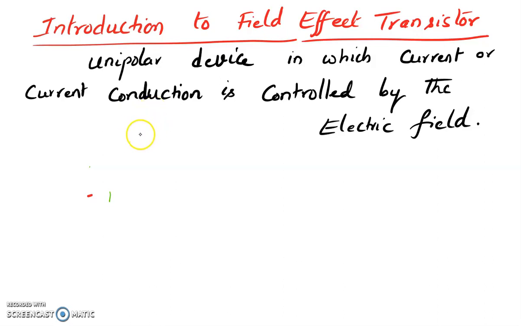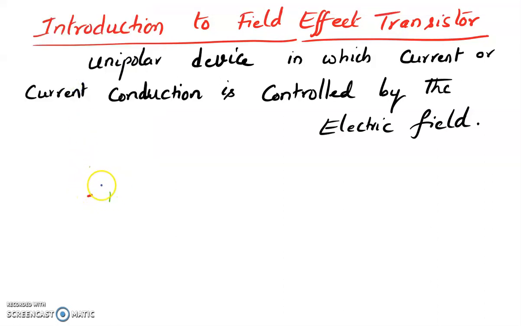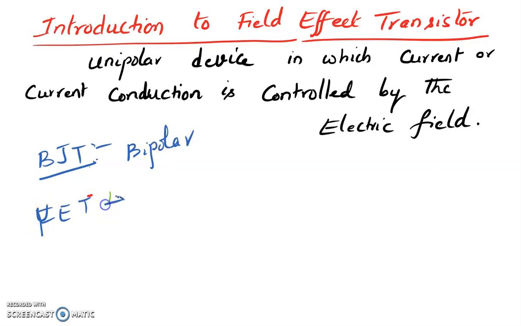First of all, what does field effect transistor mean? It is a unipolar transistor in which current conduction is controlled by the electric field. So if you compare with BJT, a bipolar junction transistor, the field effect transistor is a unipolar device or unipolar transistor.